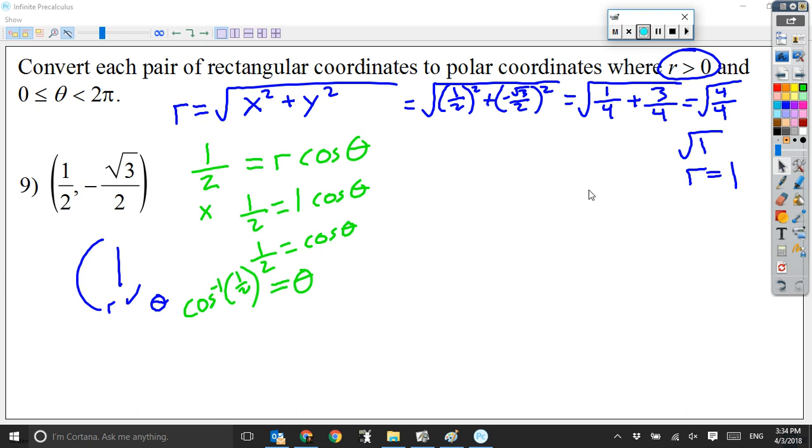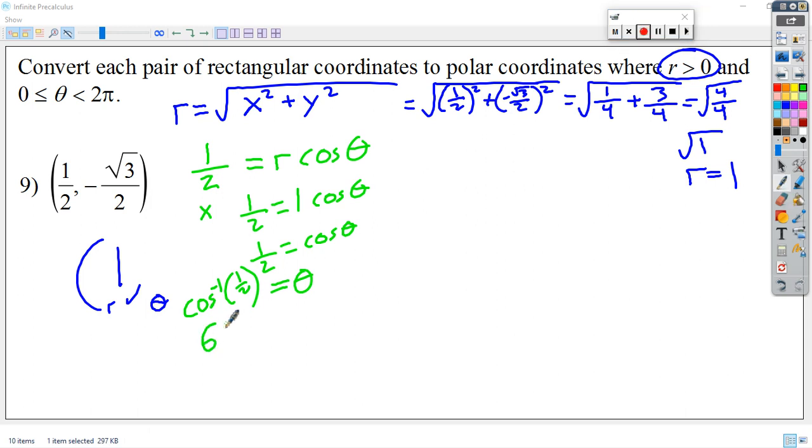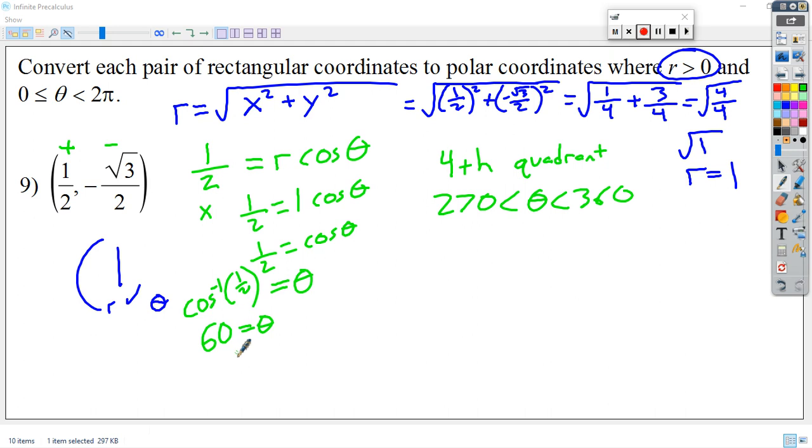All right, so by using this, I end up with, I'll plug that in my calculator, 60. And I could look at my unit circle and say, oh yes, cosine of theta does equal 1/2 at 60. But there's a problem with this, and that is my coordinate point. I have a positive and a negative. Well, a positive and a negative occur in the fourth quadrant. And the fourth quadrant is for angles between 270 to 360, which 60 is not.